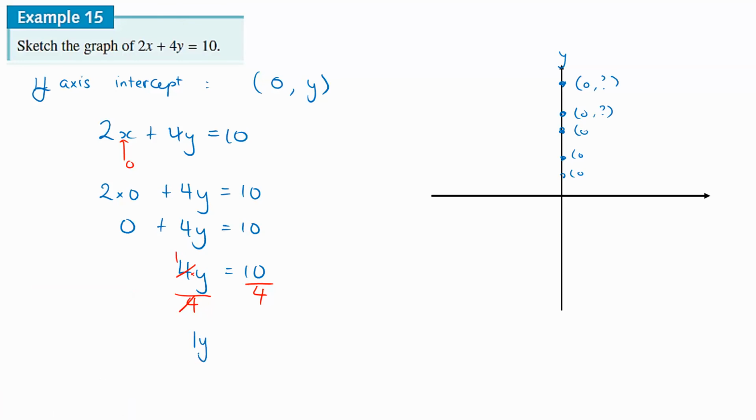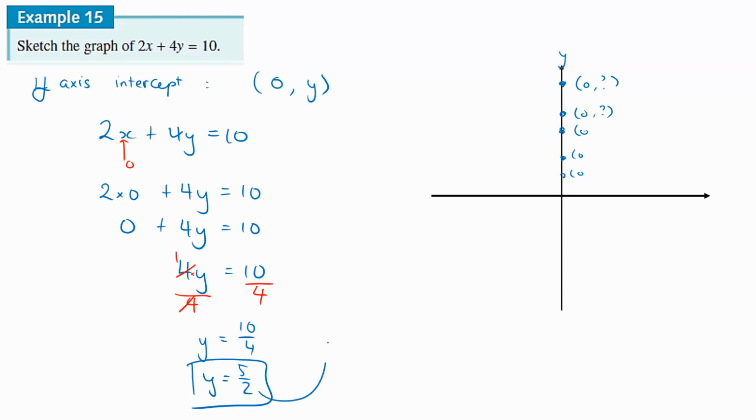So 1y, which we normally don't write the 1. So y is equal to 10 on 4. But we don't write 10 on 4. We simplify that. That's 5 on 2. And remember in the last example, before I wiped this entire screen, I showed you that when I rearranged it, we saw a 5 on 2 before. Go back to the video again. You'll see that my c value is 5 on 2.